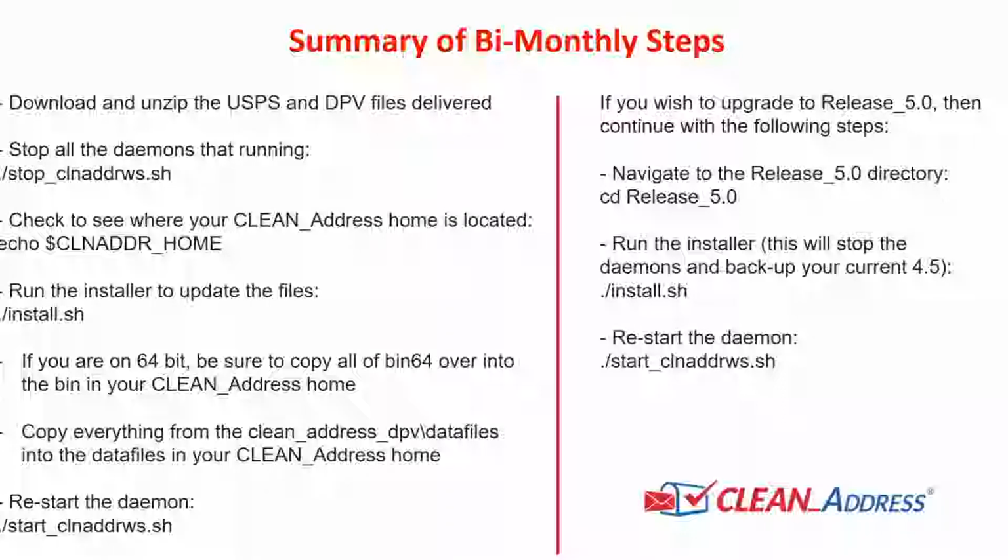Okay, and this is just a summary basically of what Tristan did in the demo, just a quick rundown of the steps. So basically, we have done this before. You're going to download and unzip your USPS and DPV files as delivered into a staging area or your download directory. Make sure all the daemons are stopped. Check to see where your clean address home is located. Make sure that you know what your directory is, because you'll have to use that if you use the installer, which is going to override all your configuration.